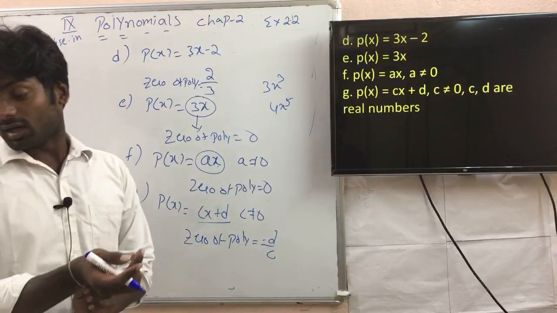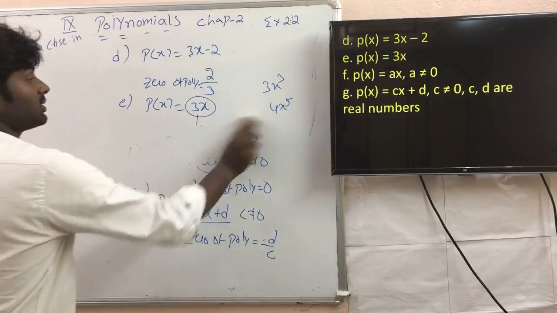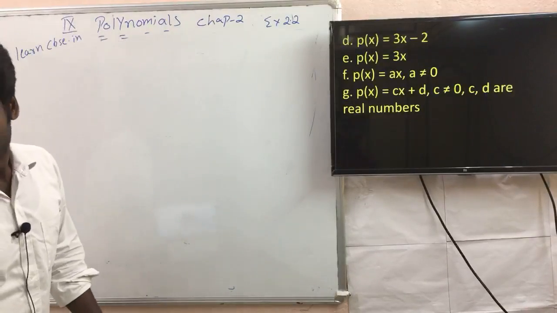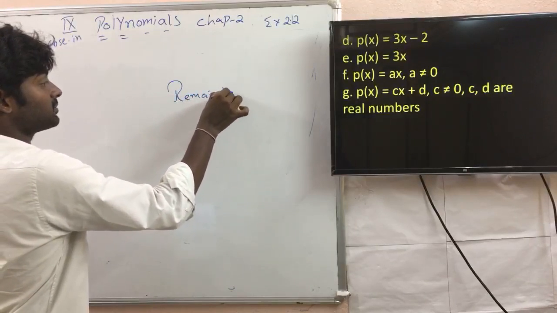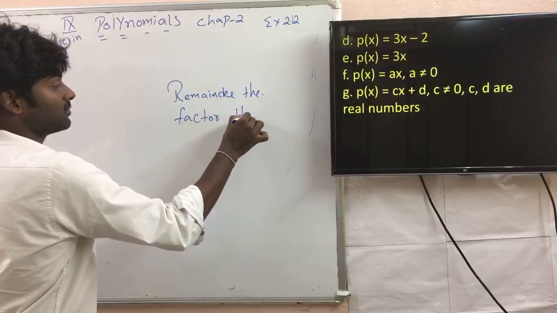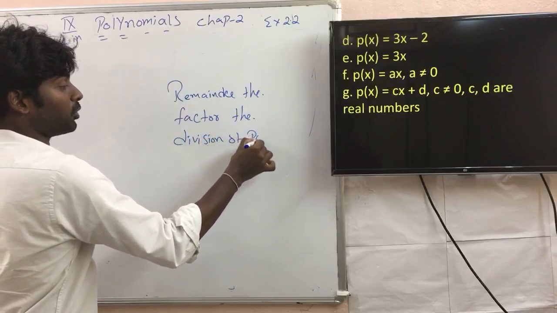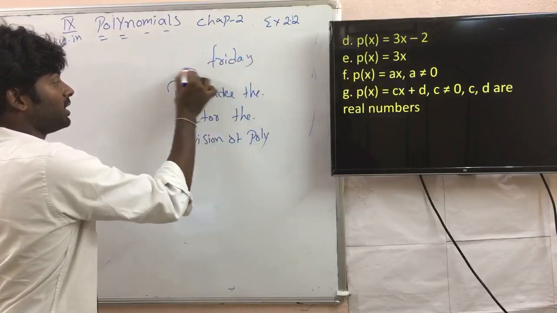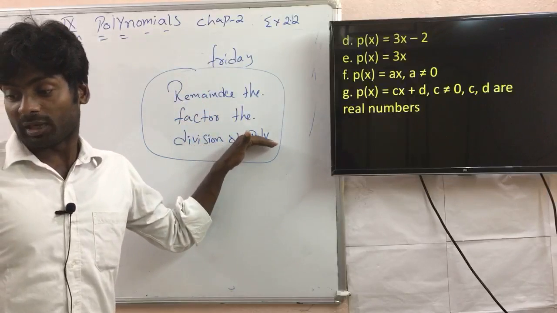So Friday we will have the exercise 2.3 polynomials. That means, see, we are going with division of polynomials. Next session will be on this Friday. We are going with remainder theorem, factor theorem, and division of polynomials. These are very important topics for this chapter: remainder theorem, factor theorem, and division of polynomials.